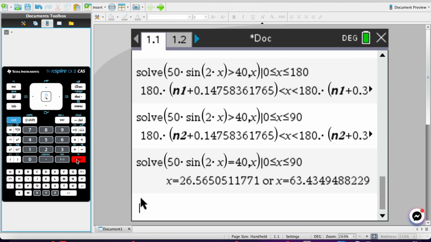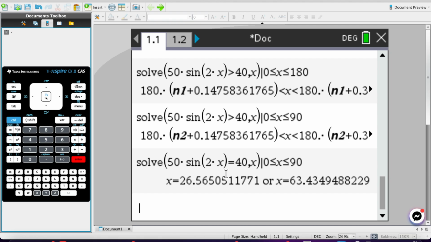And if you think about the sine graph, the maximum is going to be 50, and that's going to be at pi over 2. So pi over 4 will give you the maximum, and pi over 4 is 45 degrees.